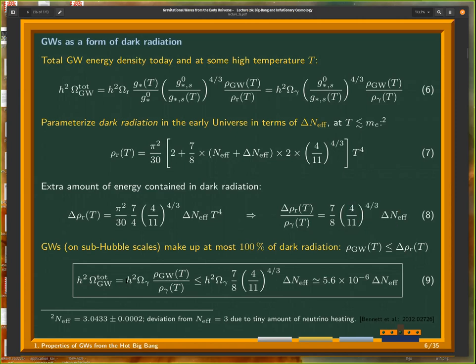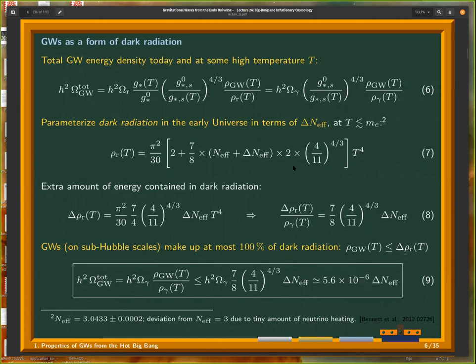So I copy this factor, omega photons, and I just write down this thing here on the right-hand side. So 7 over 8, and then 4 over 11 to the power of 4 thirds times delta N effective. And this is the result I wanted to derive. So everything now in front of delta N effective is numerical and known. So we know the energy density parameter of photons in the present universe. And we can multiply by this number. And if I do this, I get this result here, 5.6 times 10 to the minus 6. So it's just this numerical factor, which multiplies delta N effective.